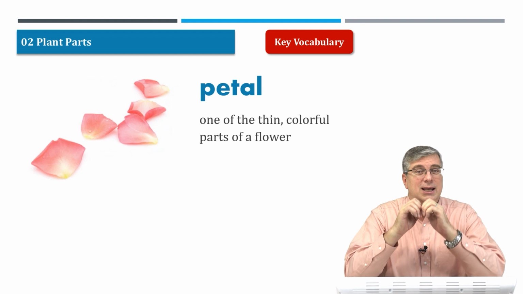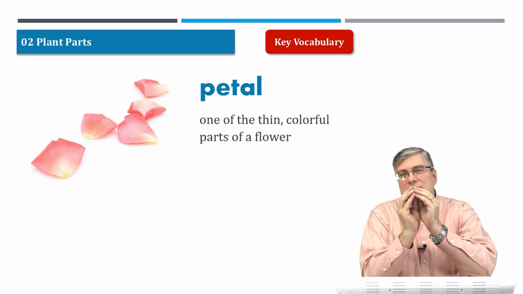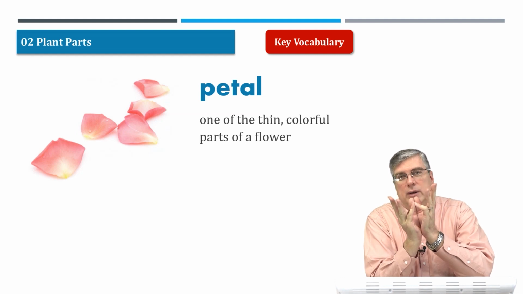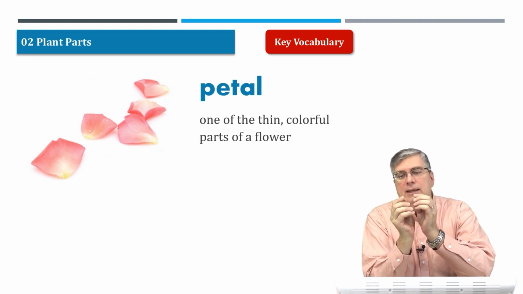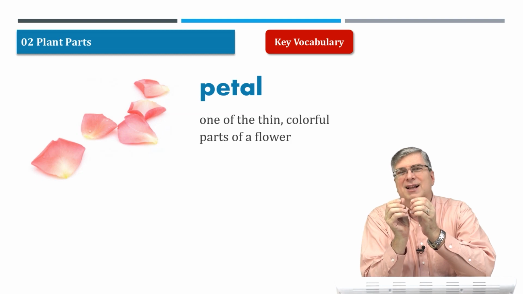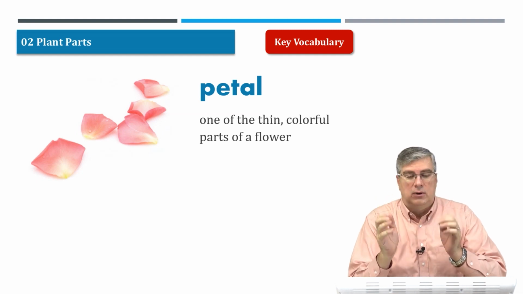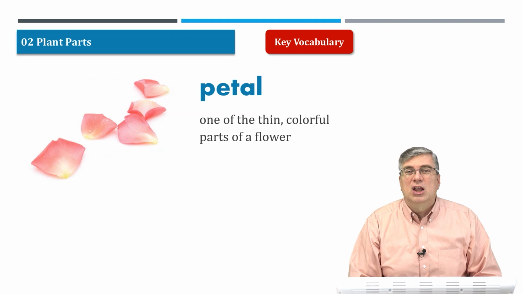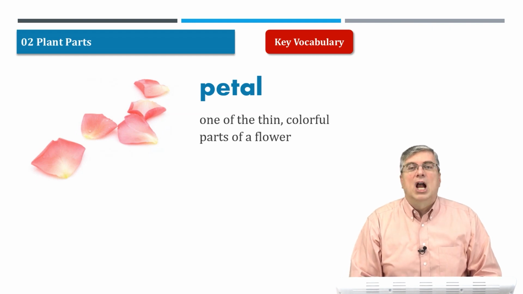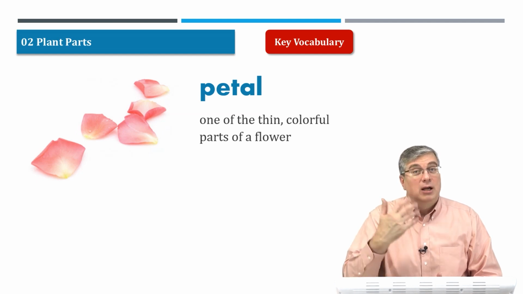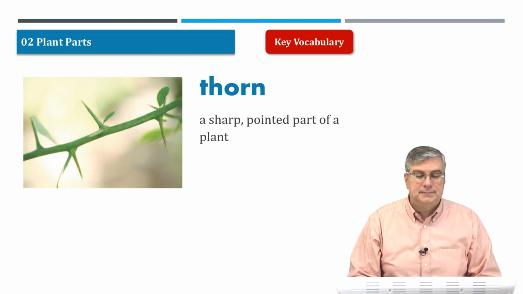Even trees, right? They will have these little green buds, and then the green buds will open, and they'll be blue, or they'll be red or white. And they're very thin. They're like leaves almost, but they're thin, and they feel almost like plastic or wax. And they're very colorful. So they are thin, colorful parts of a flower on many types of plants.